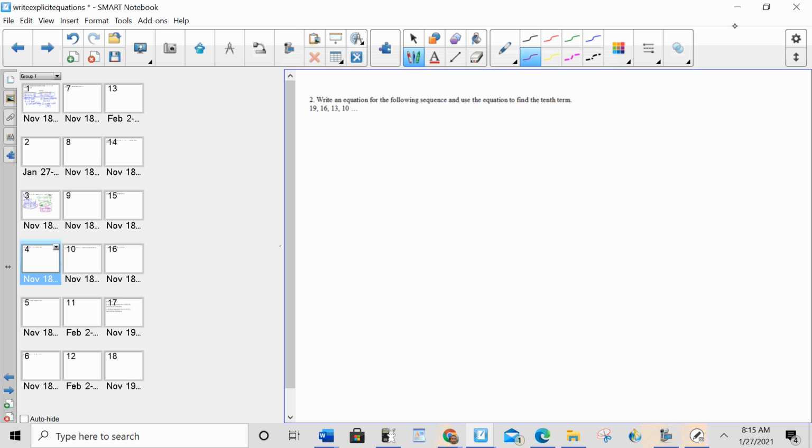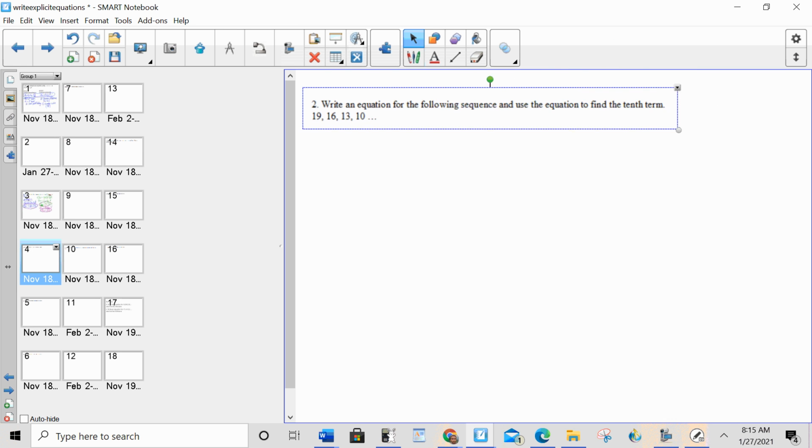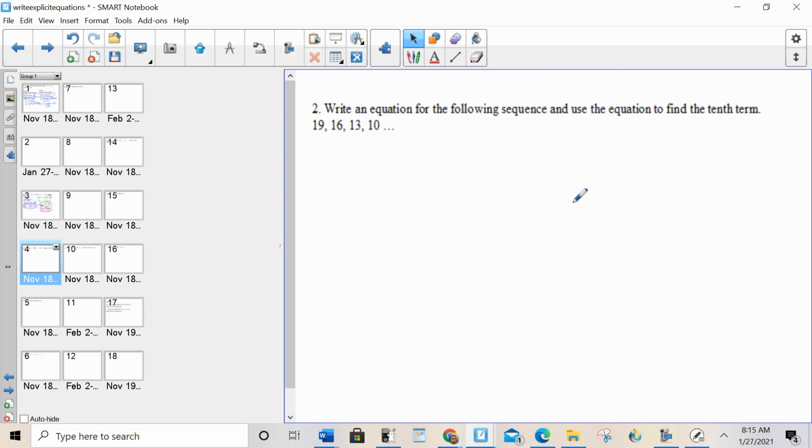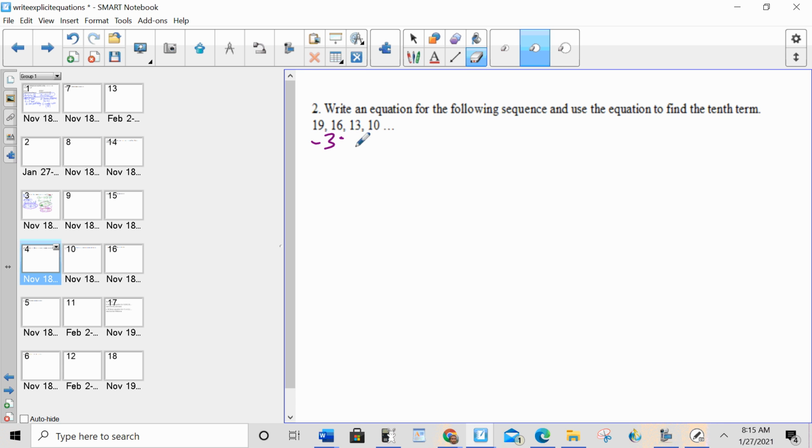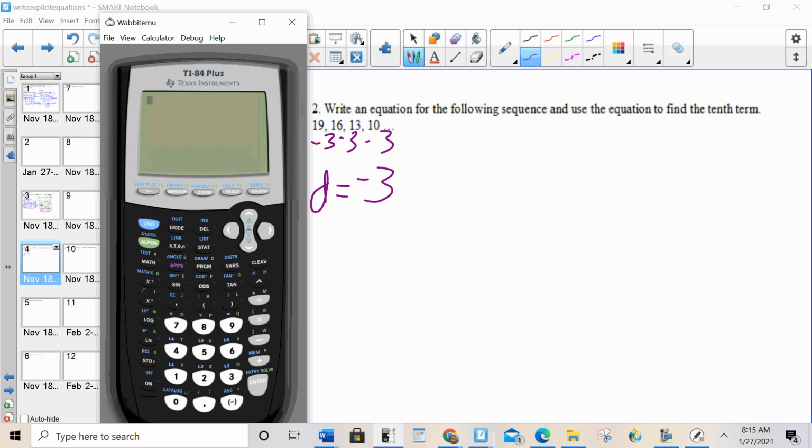Number 2, I have to find the pattern. I have to see if I'm adding or if I'm multiplying. So 19 plus what is 16? -3. 16 plus what is 13? -3. 13 plus what is 10? -3. My pattern is -3, which means my d is -3. If you couldn't do that mentally, then you can just do the second term minus the first term. 16 minus 19.